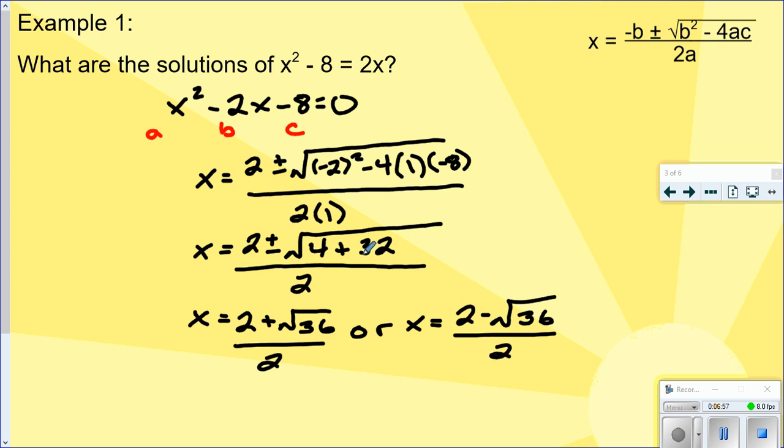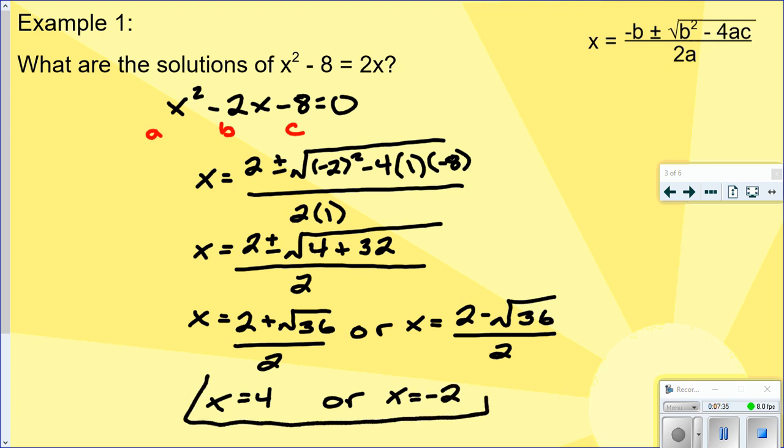Okay, so I added the 4 and the 32 together to get 36. I went ahead and split this up. This is 2 plus that and 2 minus that. So square root of 36 is 6. So I have 2 plus 6 is 8, and 8 divided by 2 is 4. So there's one of my solutions. My next solution, I'm going to do 2 minus 6. So 2 minus 6 would be negative 4, divided by 2 would be negative 2.